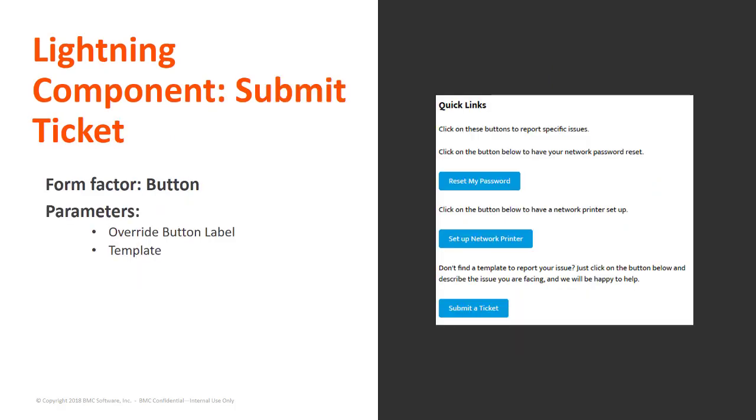Now let's look at the first component, Submit Ticket. This component appears as a button, and its purpose is to pop up the Submit Ticket form similar to Self-Service 3.0. This component has two parameters. The first one, Override Button Label, allows you to provide a custom button label. The second parameter, Template, allows you to associate an incident template with this incident form.